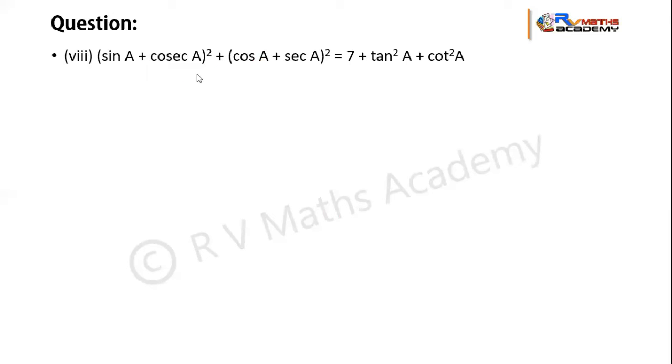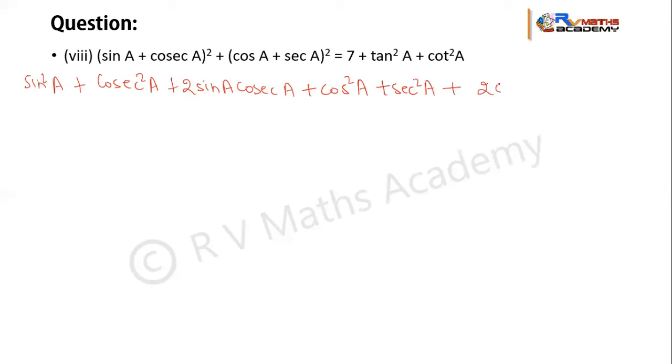First we will open both the brackets by doing the square. So (A plus B) whole square is A square plus B square plus 2AB. So we can write sin square A plus cos square A plus 2 sin A into cos A, plus cos square A plus sec square A plus 2 cos A sec A. Now we can write sin square A and cos square A together, so we can write sin square A plus cos square A.